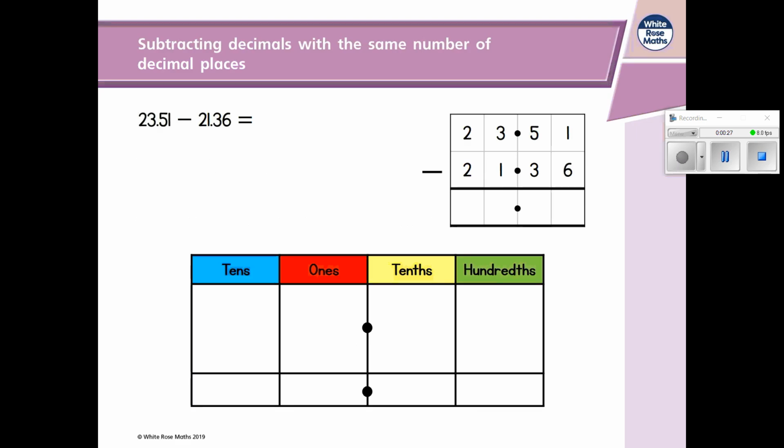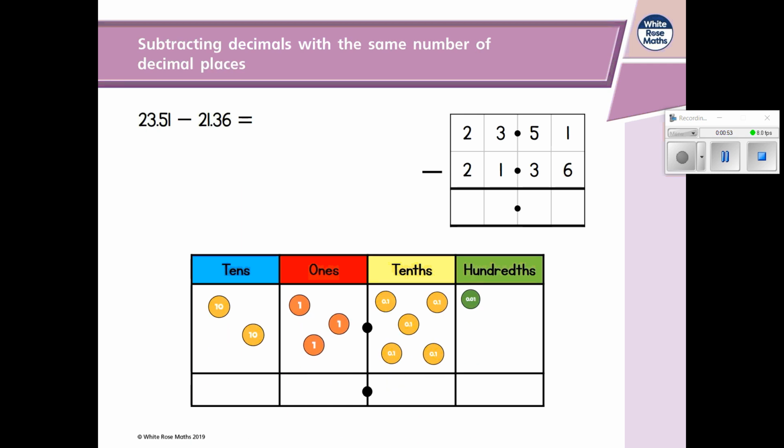Today we're learning about subtracting decimals with the same number of decimal places. Let's look at an example. 23.51 subtract 21.36. We'll use a column method and a place value grid to help us understand. Let's start by representing 23.51 in my place value grid.